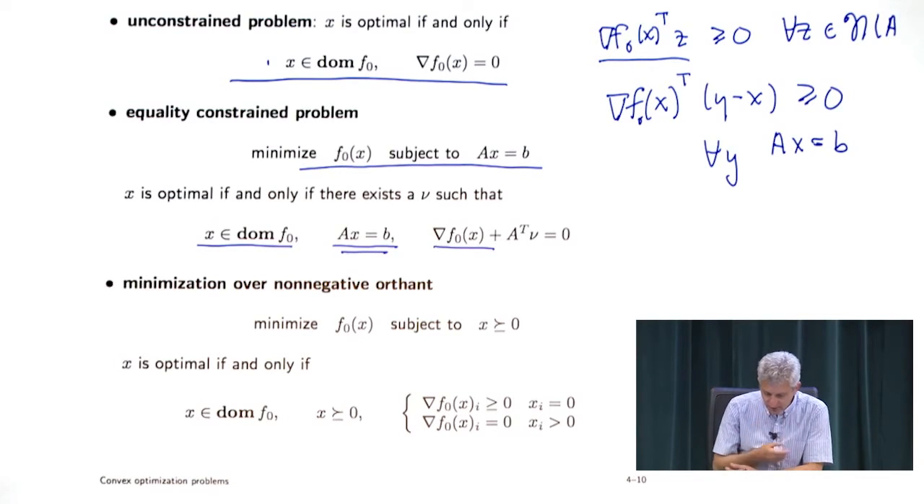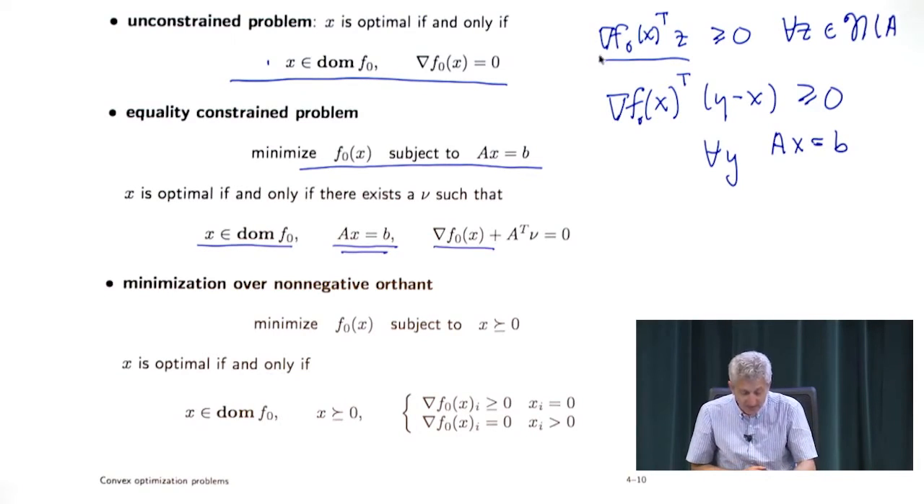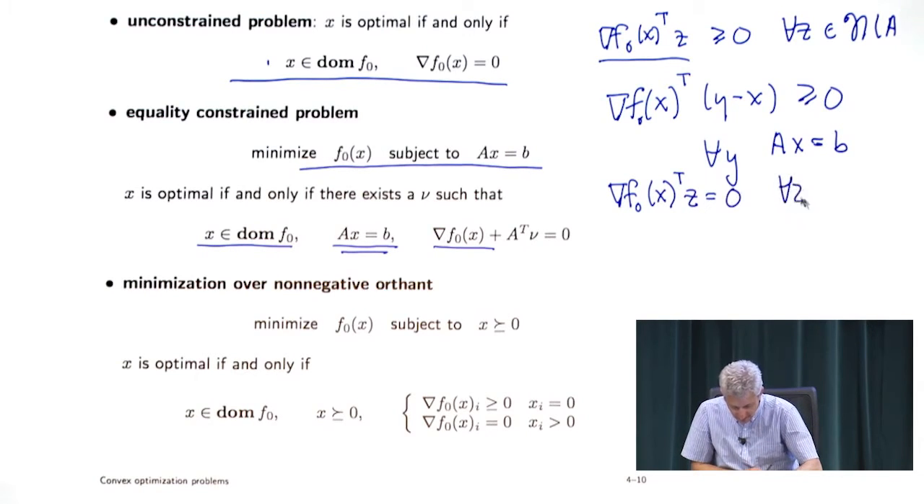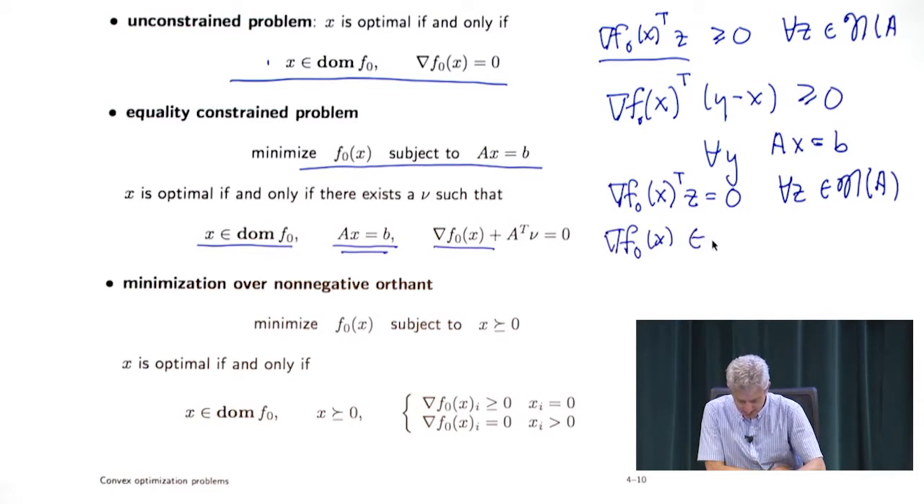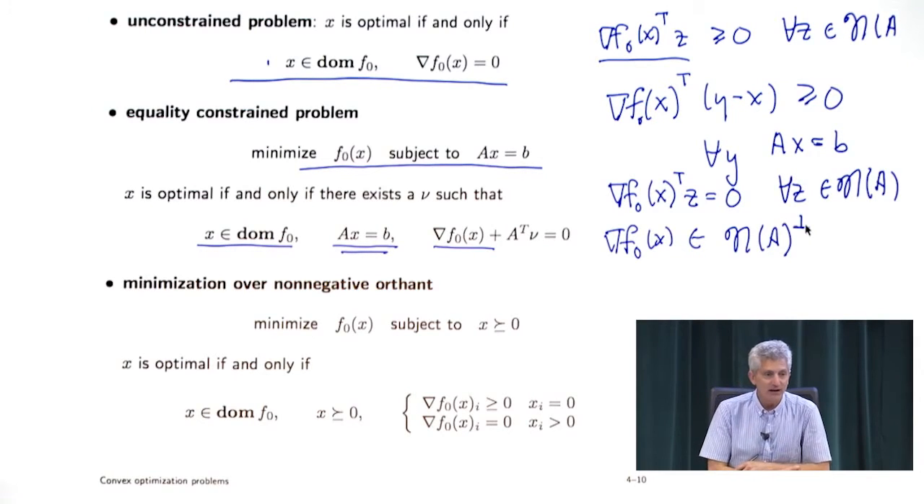So the conclusion here is that, in fact, grad f0 of x has to have a zero inner product with all elements in the null space of A. That we can write. That says grad f0 of x is in the null space of A perp. I'm just rewriting.